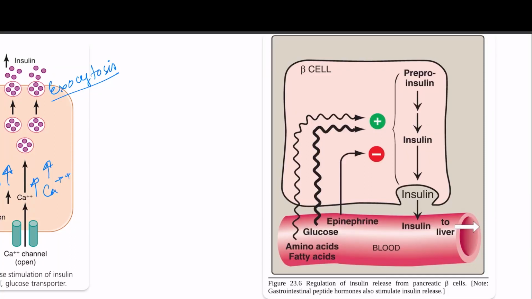Now, what causes insulin secretion? Mainly, three factors increase insulin secretion. They are glucose, amino acids, and fatty acids. Glucose is the main stimulator. Some amino acids and some fatty acids also increase insulin secretion.